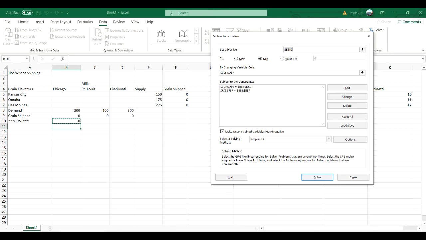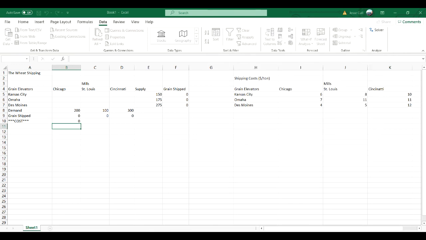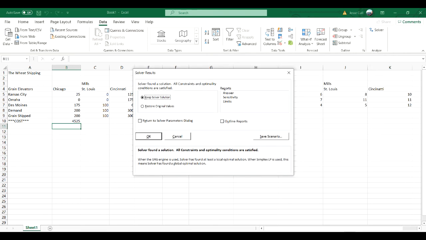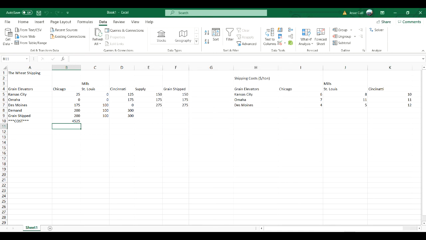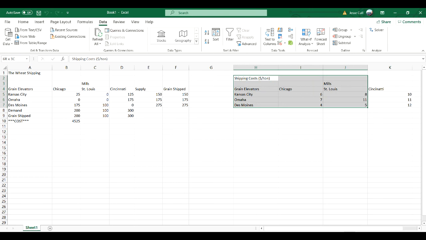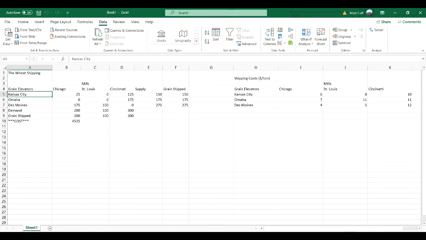So we hit solve in this situation. The solver found a solution. All constraints and optimality conditions are satisfied. We hit OK, and we examine our results. This information here is no longer important. What's important is now we can see how much from Kansas City, which had 150, 25 was shipped to Chicago, 125 was shipped to Cincinnati.